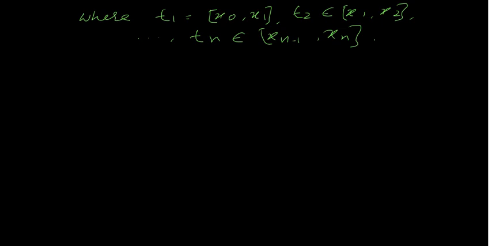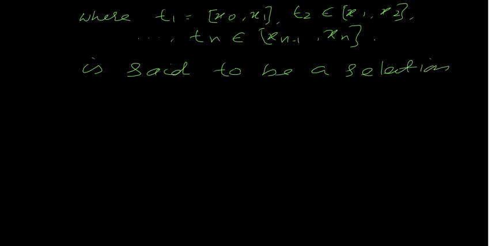This collection of points is said to be a selection of points for P. A selection of points is said to be a selection of points for the partition P.